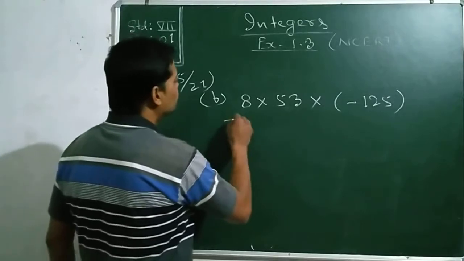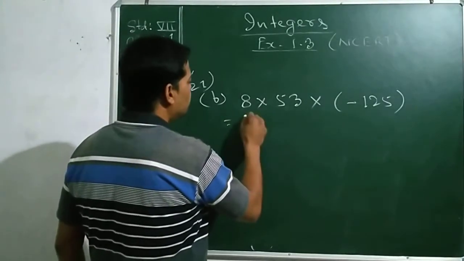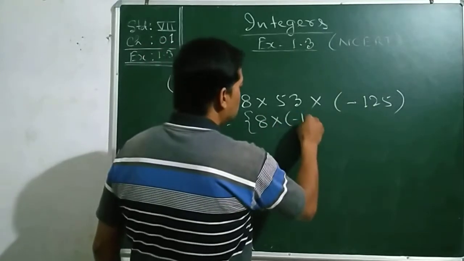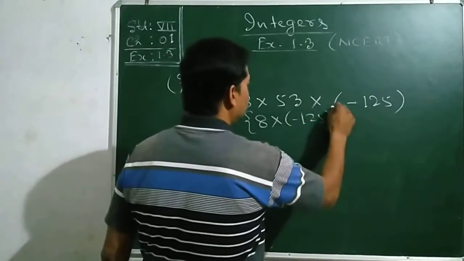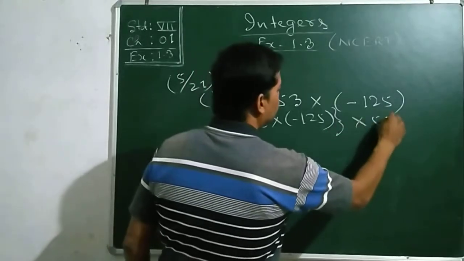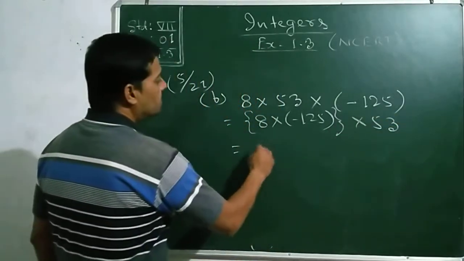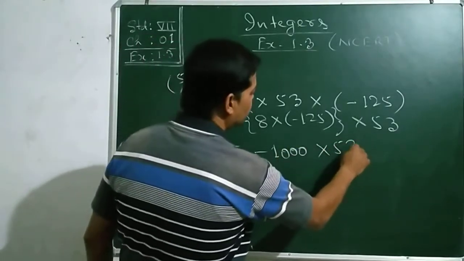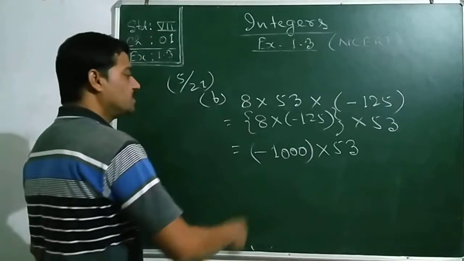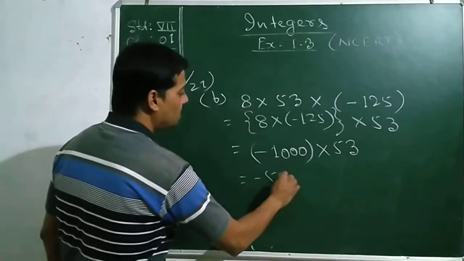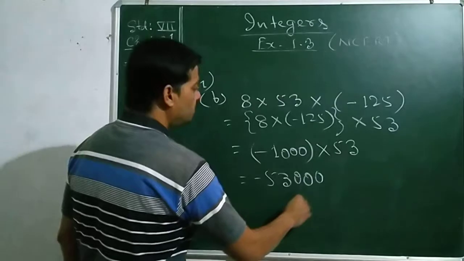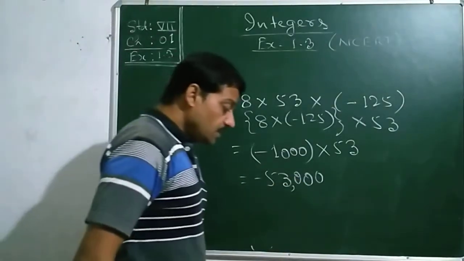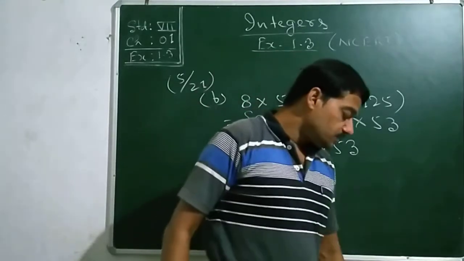See how? In the next step, take 8 into minus 125 within bracket into 53 thereafter. Now this is minus 1000 into 53. See what do you get? Minus 53,000. Two number I have explained to you.